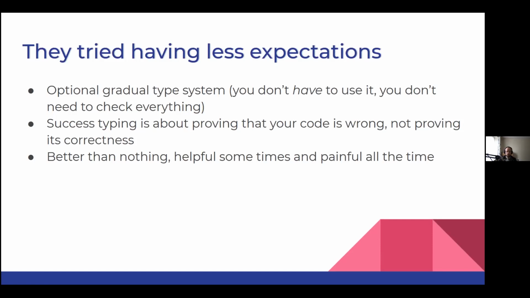This concept that the researchers at the Uppsala University conceived, called success typing, is about the exact opposite. Instead of proving that your code is right, this type system only has one objective, proving that your code is wrong. And it starts with one simple premise. If I cannot prove that your code is wrong, I assume it's right.